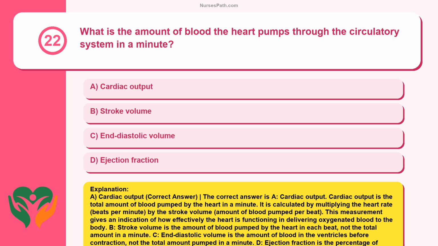It is calculated by multiplying the heart rate, beats per minute, by the stroke volume, amount of blood pumped per beat. This measurement gives an indication of how effectively the heart is functioning in delivering oxygenated blood to the body. B. Stroke volume is the amount of blood pumped by the heart in each beat, not the total amount in a minute. C. End diastolic volume is the amount of blood in the ventricles before contraction, not the total amount pumped in a minute. D. Ejection fraction is the percentage of blood pumped out of the ventricles with each contraction, not the total amount in a minute.